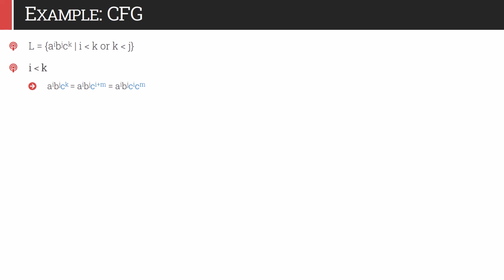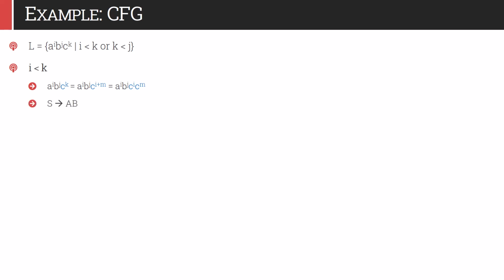So we'll write it as a power i, b power j, c power i plus m, and then we will rewrite it as a power i, b power j, c power i, into c power m. Now the first three components in this language, a power i, b power j, c power i, we will produce using one variable, and c power m is independent, so we will use another variable for that.